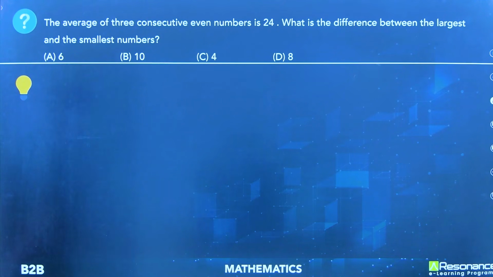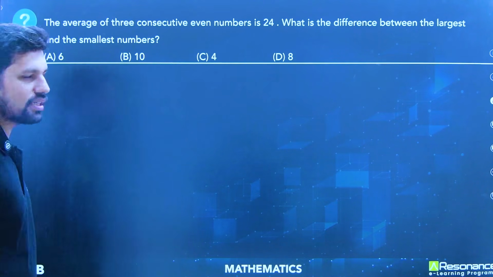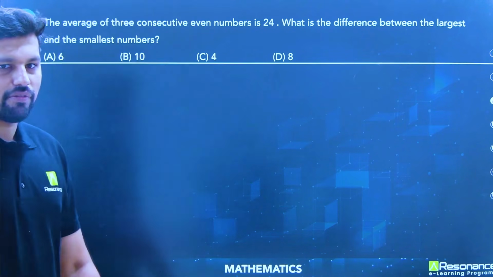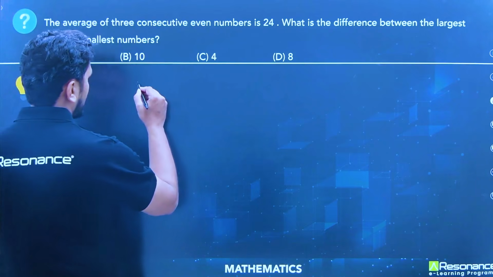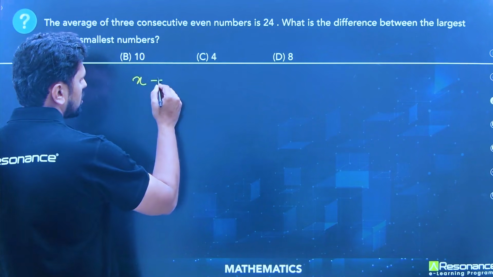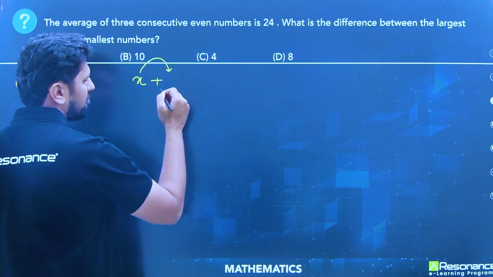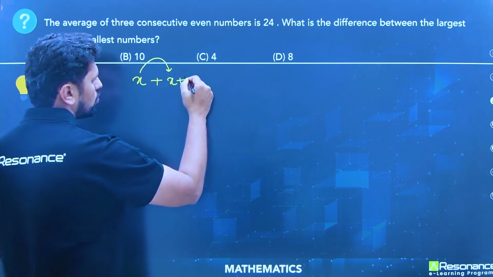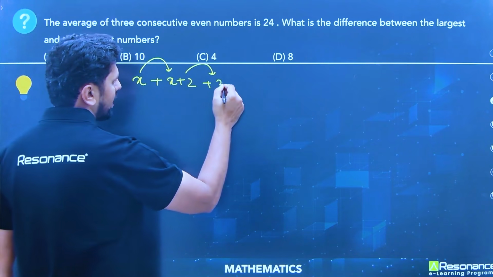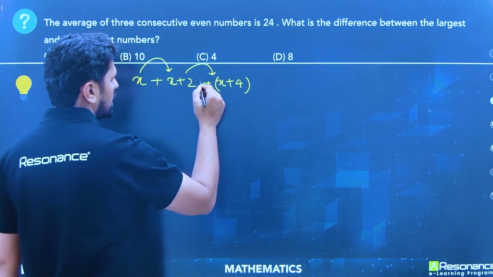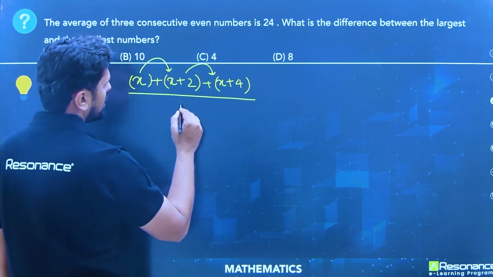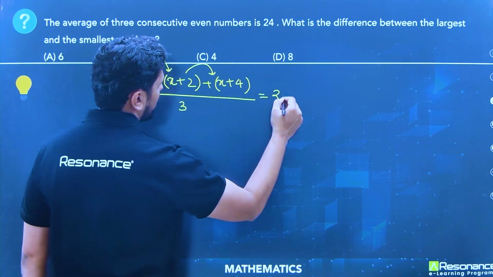The average of three consecutive even numbers is 24. Let the even number be x. So next even number, consecutive means one after the other. Another one will be x plus 2 and after that will come x plus 4. So these are the three consecutive even numbers, and their average is 24.